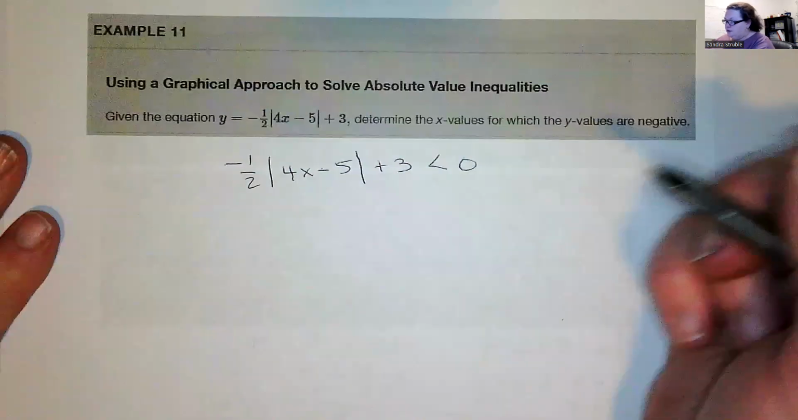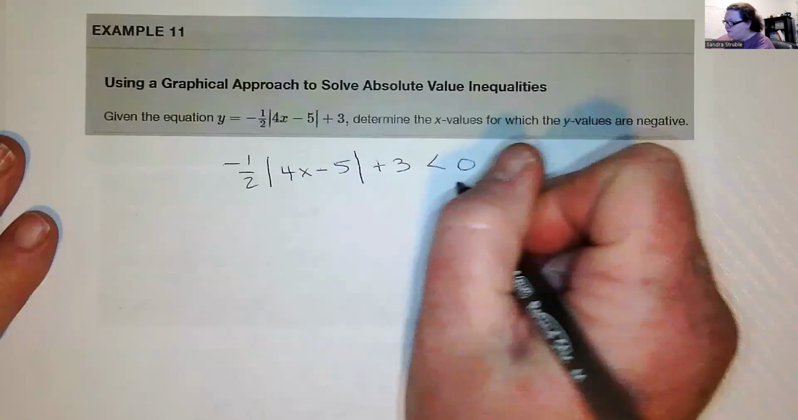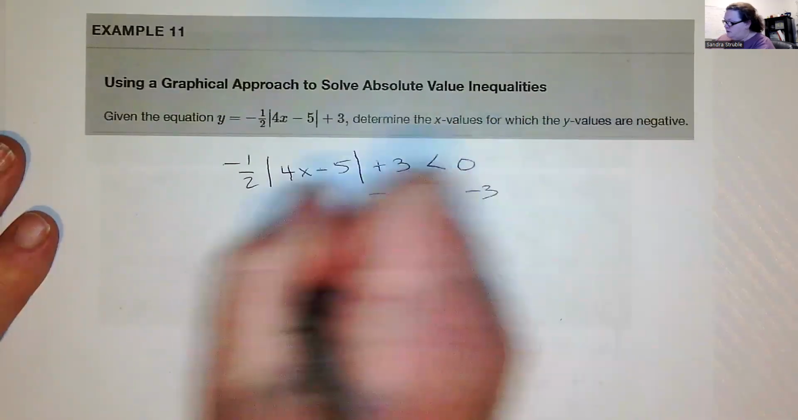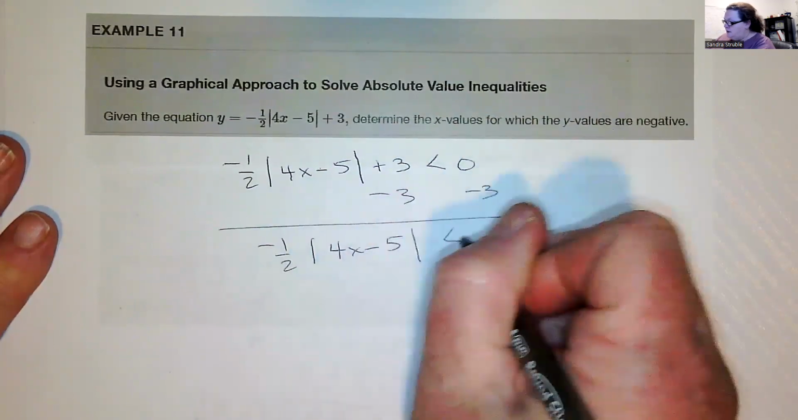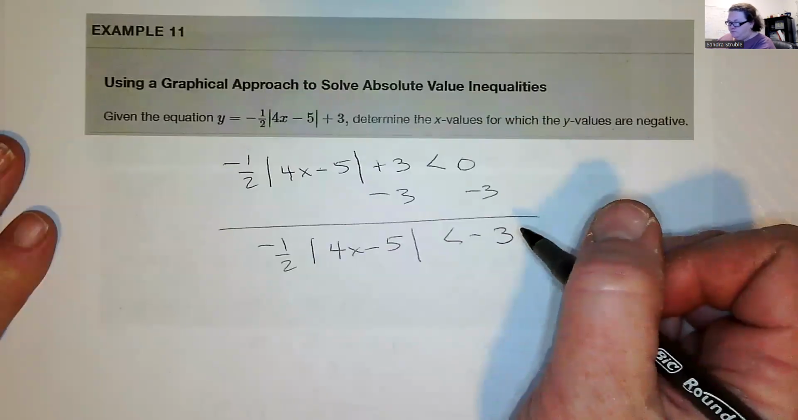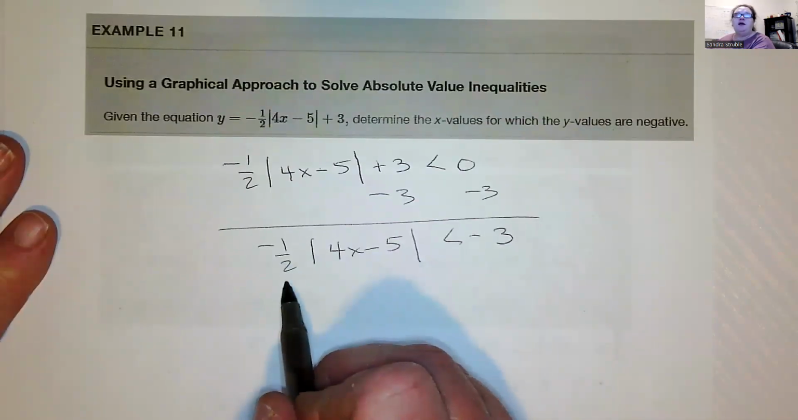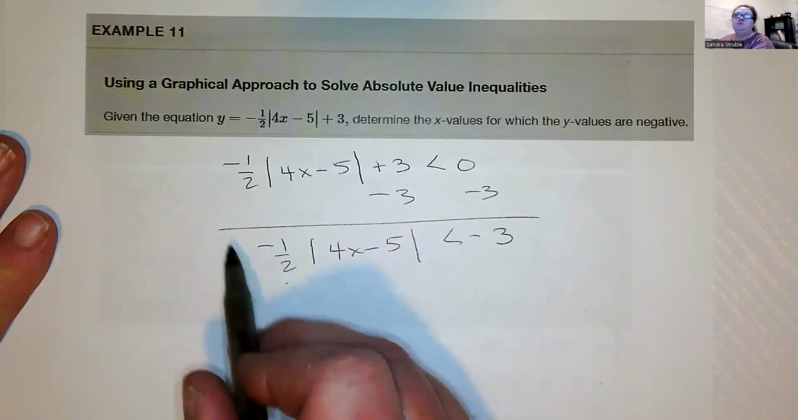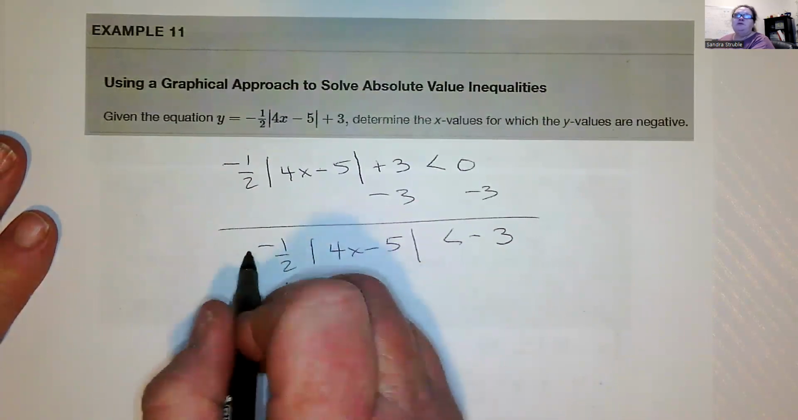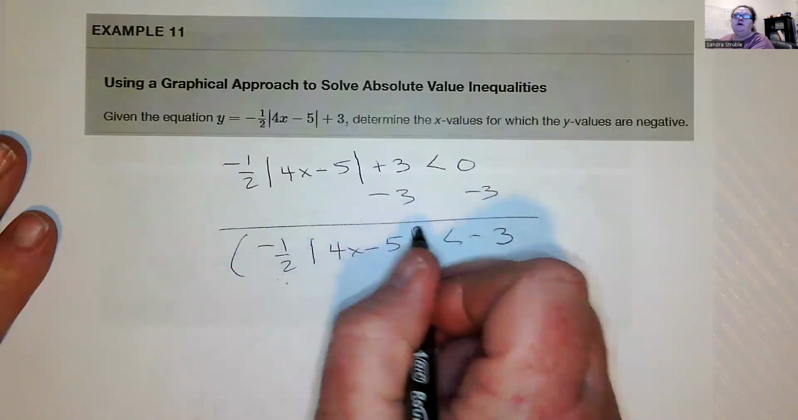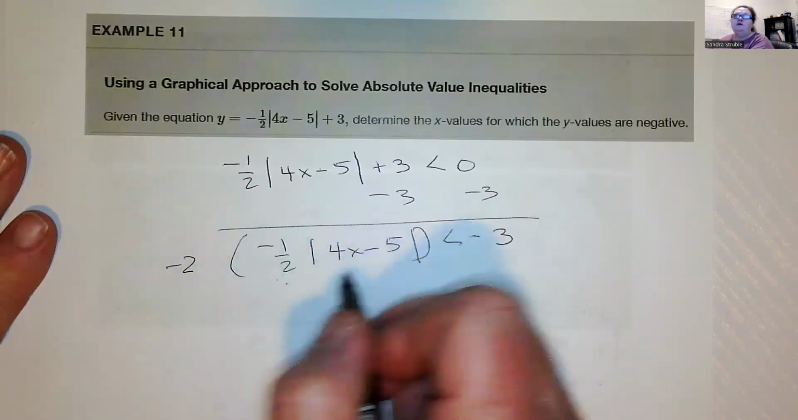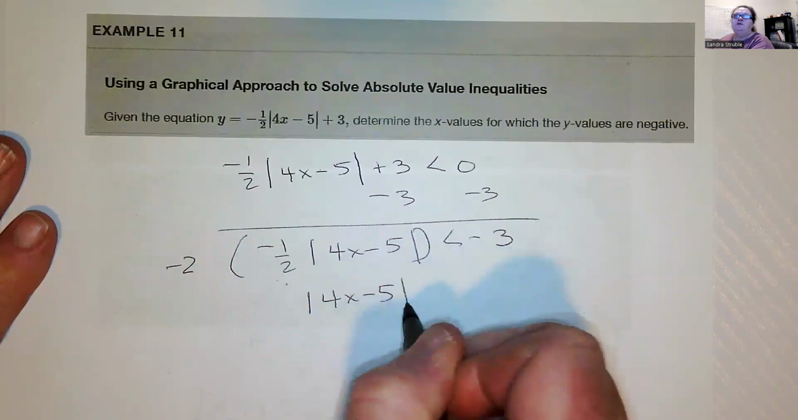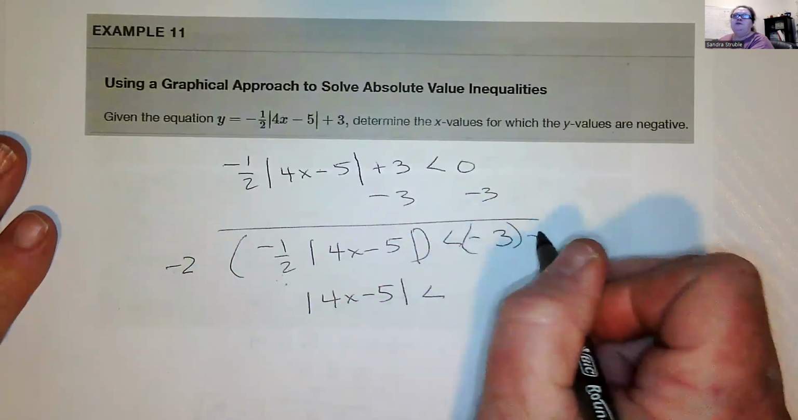Well, let's start by moving 3 to the other side. And we get -1/2 times the absolute value of 4x minus 5 is less than -3. Well, let's get rid of our fraction here, because I know y'all don't really like to deal with those. So I'm going to just multiply times the negative reciprocal here. Since we have -1/2, I can multiply by -2. Negative and negative is going to give me a positive. 2 divided by 2 is going to give me 1. So that leaves me with just the absolute value of 4x minus 5. And then multiplying this side by -2, I get 6.